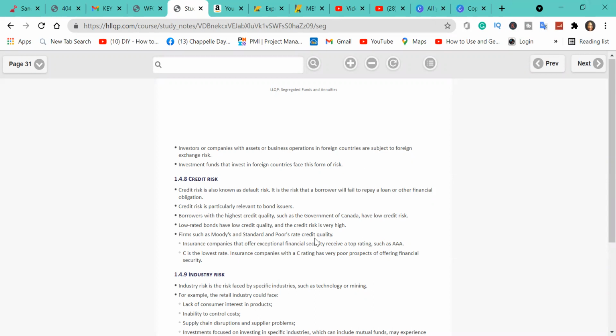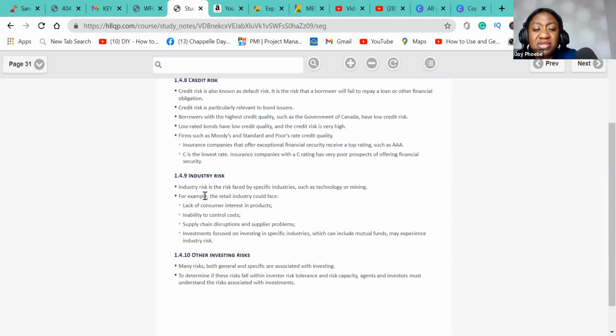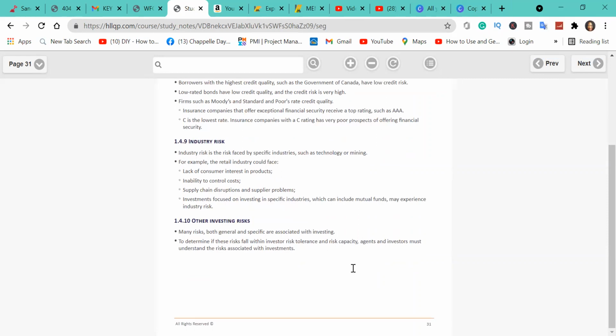Then we have industry risk. The risk that various industries face is different from one industry to the other, such as technology, mining, or, for example, the retail industry. Look at what Amazon is doing to the retail industry right now, right? Anything anybody wants to buy now, the first thing you think about is Amazon. Now the retail industry with brick and mortar stores is struggling. You know what I'm saying?